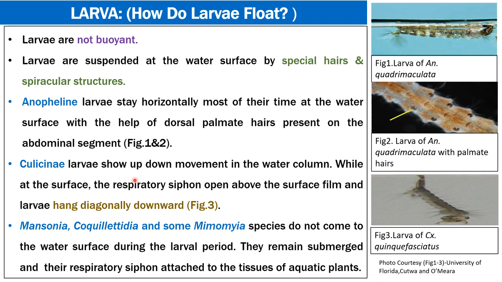Culicine larvae show up-down movement in the water column, while at the surface, the respiratory siphon opens above the surface film and the larvae hang diagonally downward. In figure number 3, you can see the position of the larvae of Culex quinquefasciatus. It forms an angle at the water surface and the head is directed downward. On the other hand, Mansonia, Coquillettidia and some Mimomyia species do not come to the water surface during the larval period, as they remain submerged throughout and their respiratory siphon attaches to the tissues of aquatic plants.